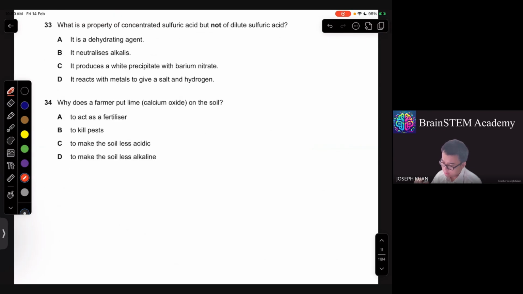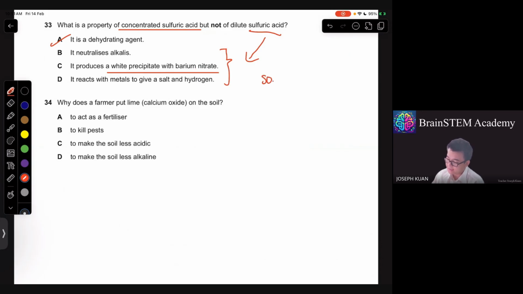Move on to 33. What is the property of concentrated sulfuric acid, but not of dilute sulfuric acid, which is a dehydrating agent? Concentrated sulfuric acid can be used to dry gases and also can be used, in an esterification reaction, to remove water from the alcohol and carboxylic acid, allowing them to form esters. The others should give a normal reaction because it is just a typical acid reaction, or should I say, a precipitation reaction. For C, it's more of providing a sulfate ion, allowing it to react with barium to form a barium sulfate precipitate.